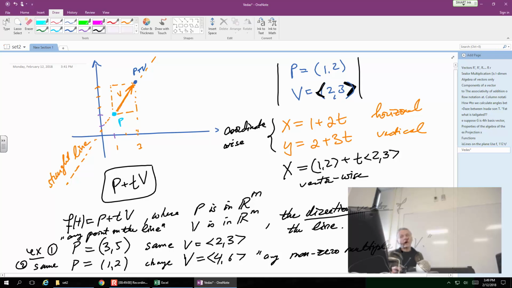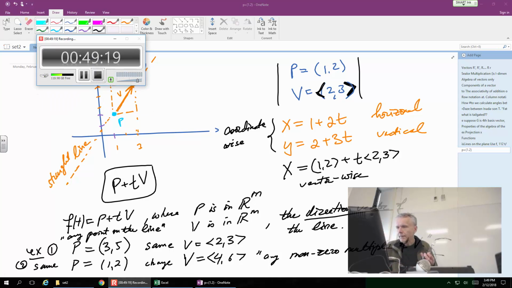So a line is given, then you can represent the same line in a number of ways, and you can vary the direction vector by a non-zero multiple, or you can vary the initial point as long as it stays on the line. Any point on the line. Okay, so we'll just resume next time.